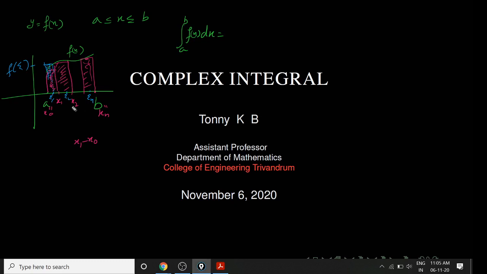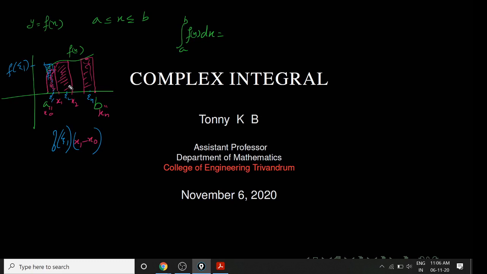What is the area of this rectangle in terms of f of psi 1 and x1 minus x naught? The height of this rectangle is f of psi 1, the width is x1 minus x naught. So what is the area of this new rectangle? f of psi 1 into x1 minus x0, right? You got the idea. So this is the area of this rectangle.